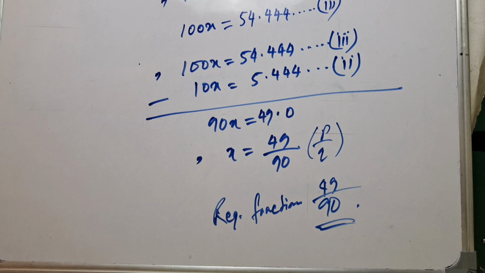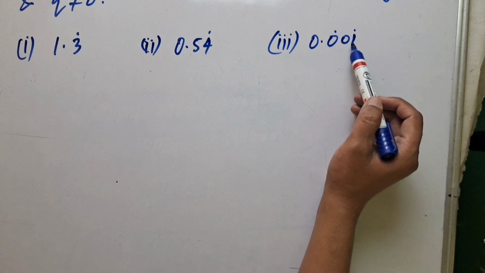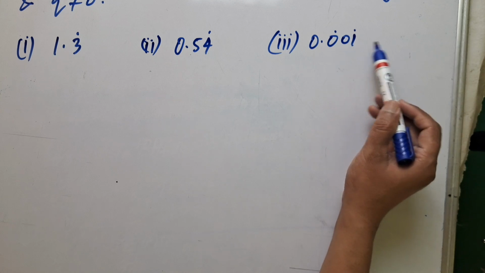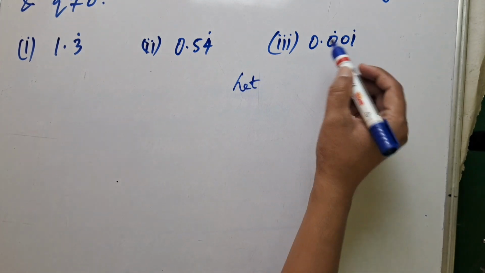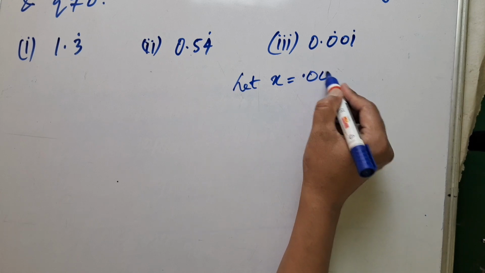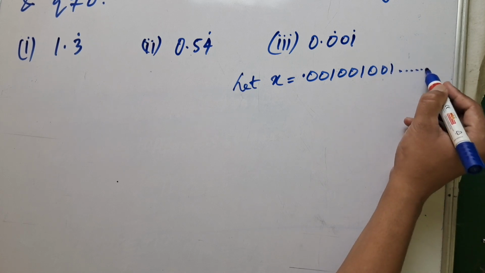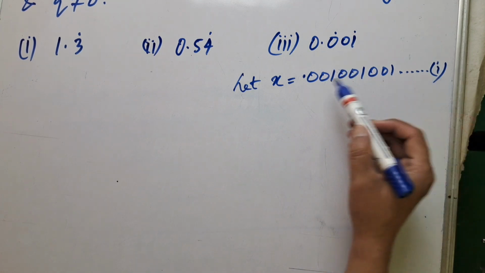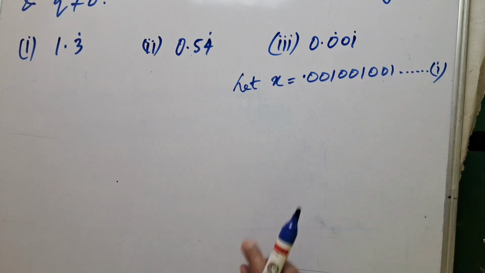Now let us do question number 3. Question number 3, 0.001, and there's a bar over 0 also and over 1 also, which means all these three numbers 0, 0, 1 are repeated many times, an infinite number of times. So let us suppose this number to be x, which means let x equal to 0.001, 001, 001, and so on. This continues. This is equation 1. 001 is repeated many times.